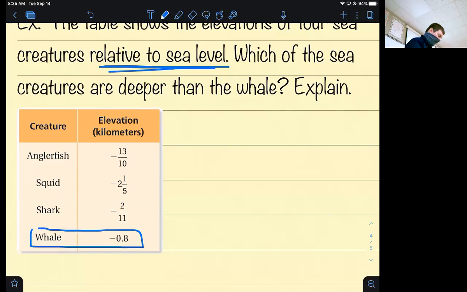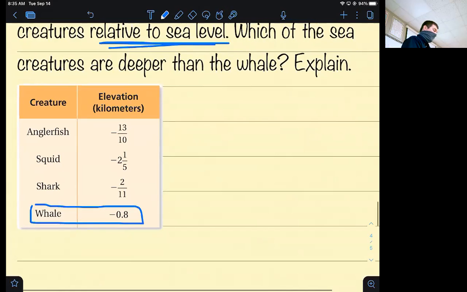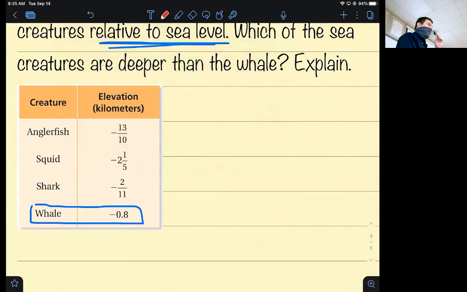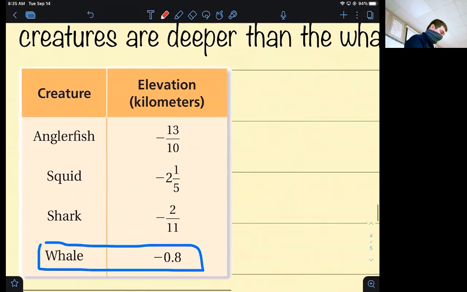The whale is the only one that's already written as a decimal. So what I'm going to do is I'm going to convert all three of these fractions to decimal form and then determine, is it deeper than negative 0.8? Let's start with the anglerfish. To turn a fraction into a decimal, I'm supposed to do what? That's exactly right. Top divided by bottom.